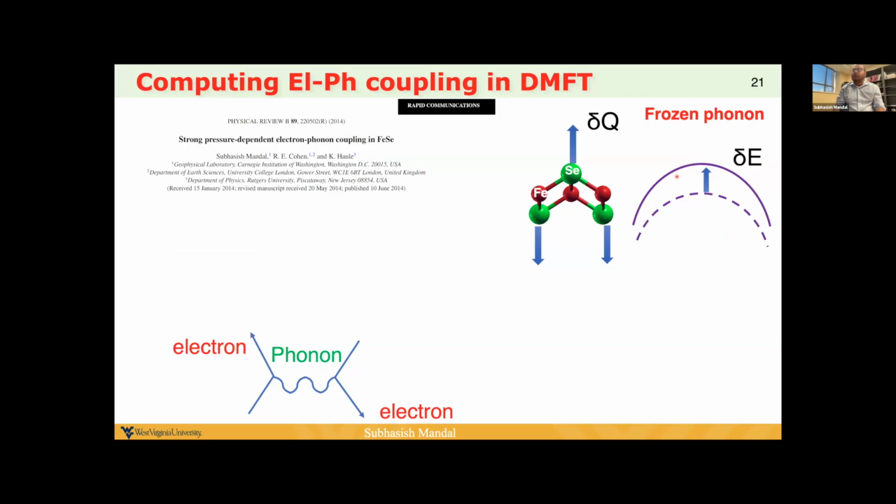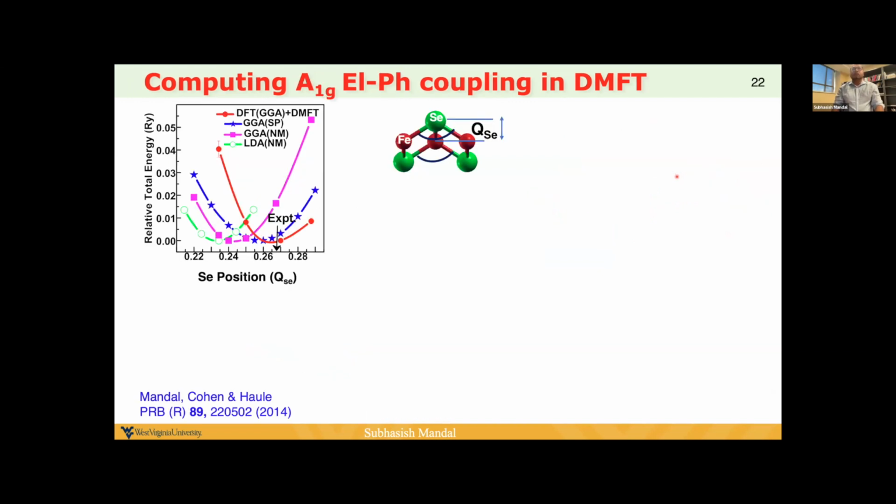And as we move the ion a little bit, the band would move, and the ratio is the deformation potential, which can be equated with electron-phonon coupling. So the first thing before we do an electron-phonon coupling calculation is to find out the equilibrium position. Back then the force was not implemented, so I had to do it manually.